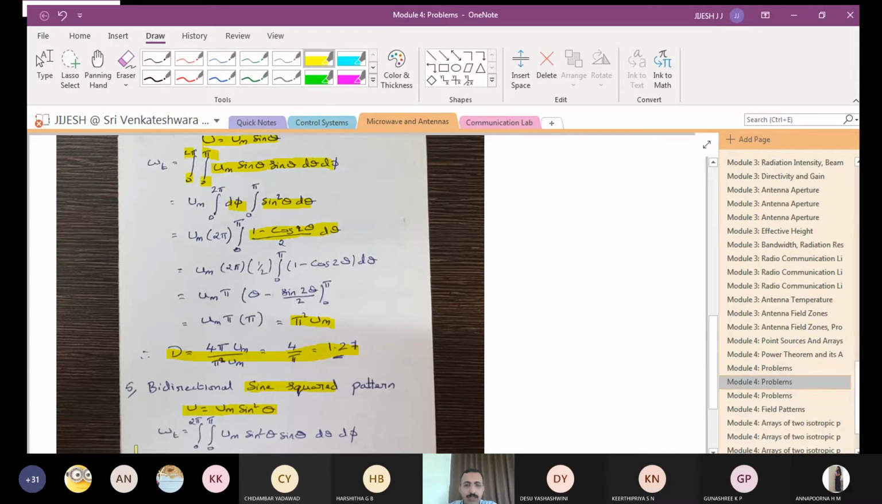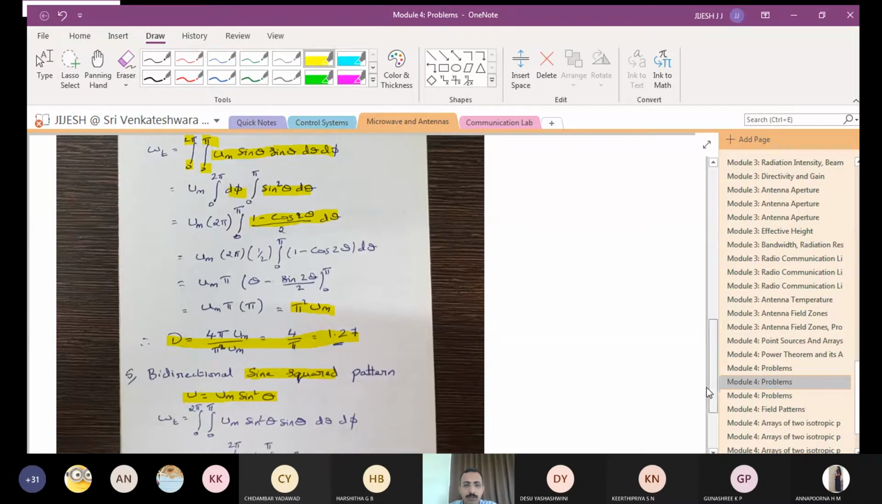So you need to substitute in the equation. So you will get Wt is equal to integral of 0 to 2 pi, 0 to pi, sine square theta sine theta d theta d phi. So what is sine cube theta d theta d phi?